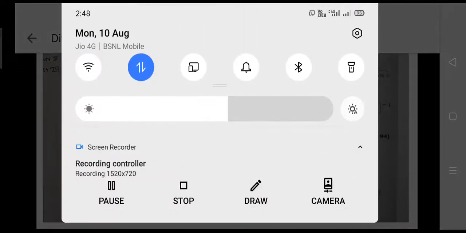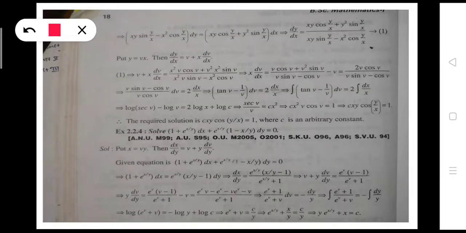Solve (1 + e^(x/y)) dx + e^(x/y) (1 − x/y) dy = 0. By using the homogeneous differential equation method, we can solve this problem. This given differential equation is a homogeneous differential equation. Now solve by using the procedure for homogeneous differential equations.